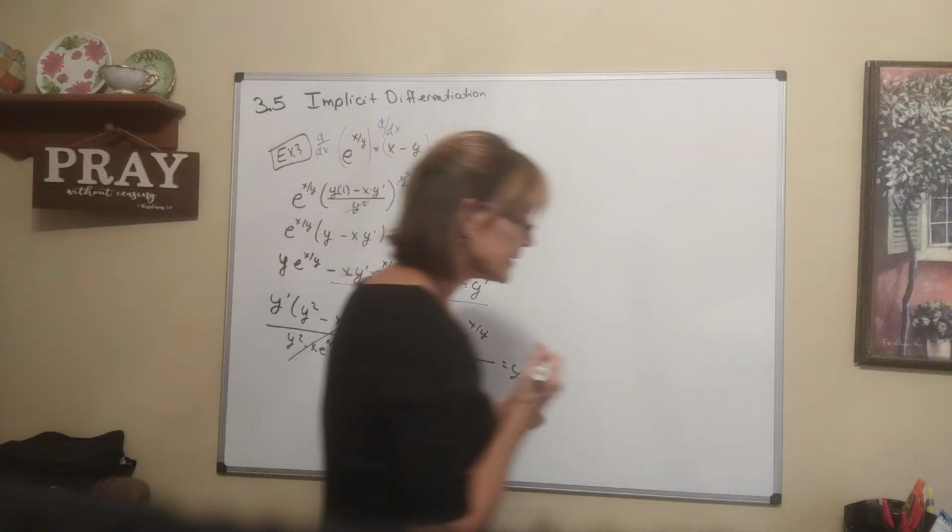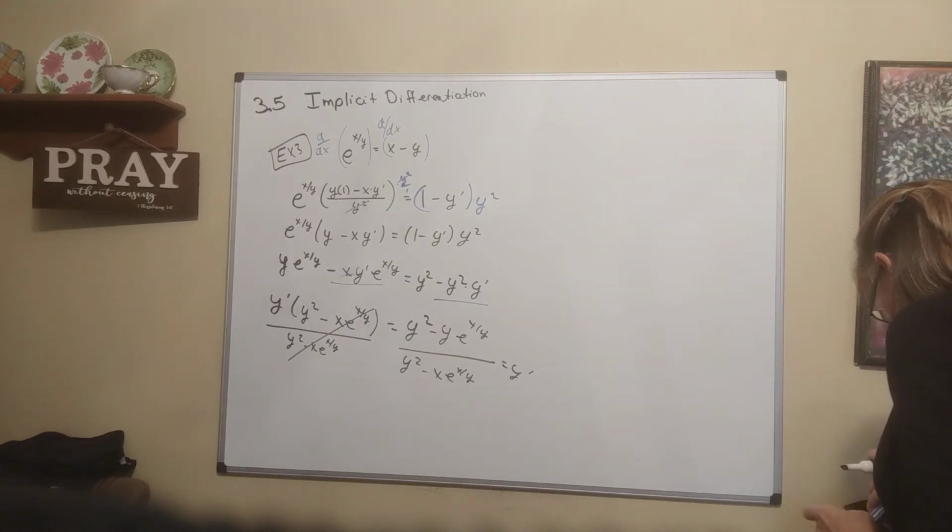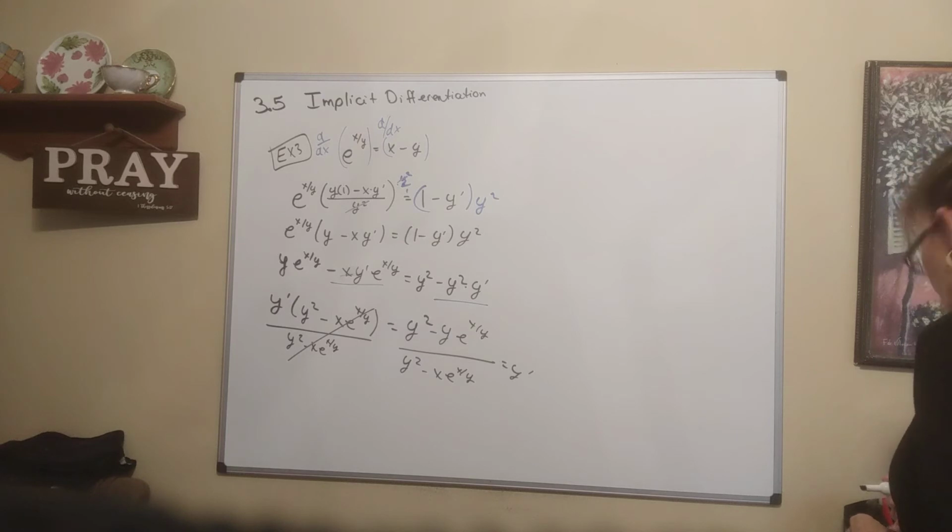So let's see, let me just double check and make sure I'm happy with my answer. I said that it should be y squared minus y e to the x over y, over y squared minus x e to the x over y, and yes, I like that answer.